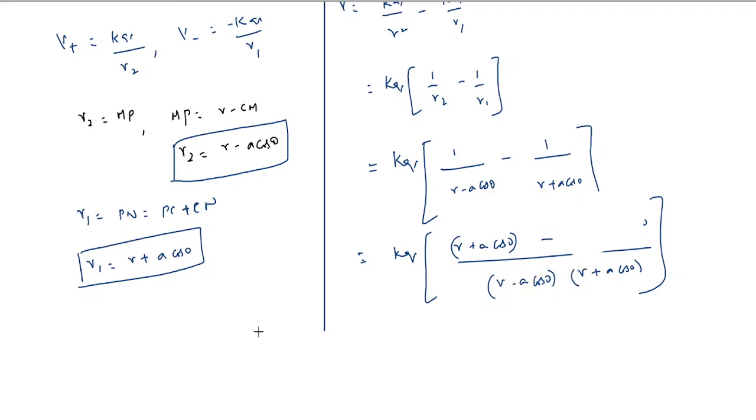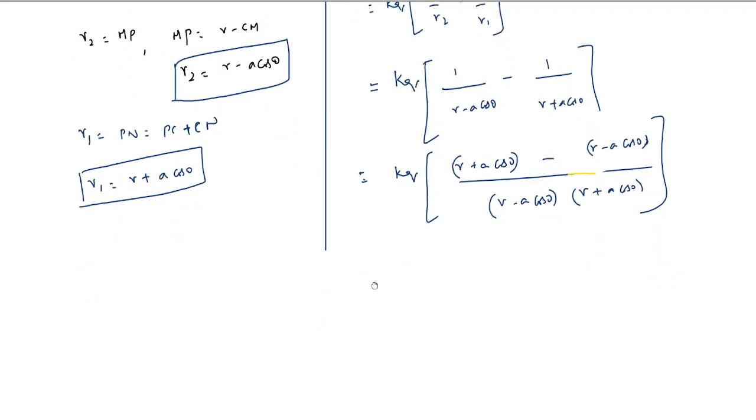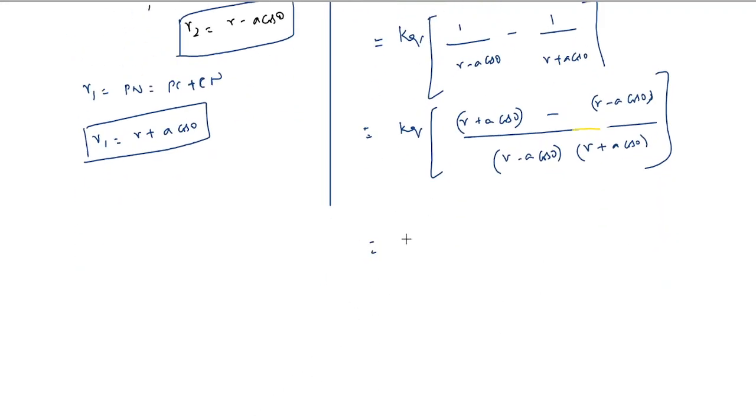This term here is equal to R minus A cos theta. There's a whole bracket here. Expand this. That will be KQ.